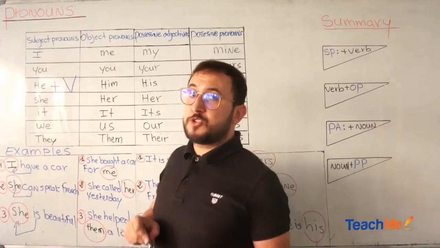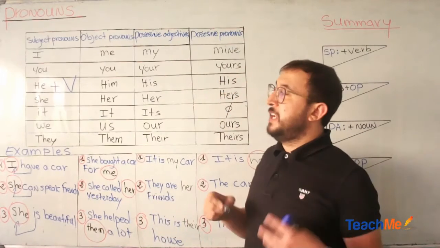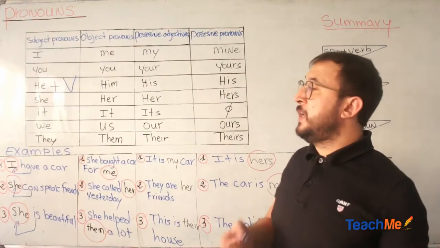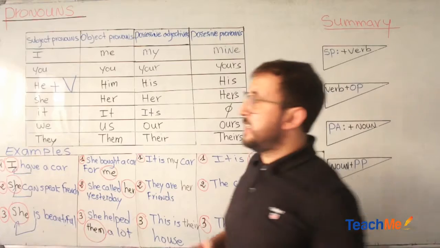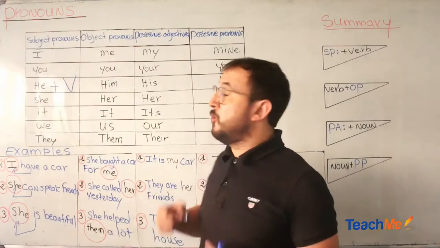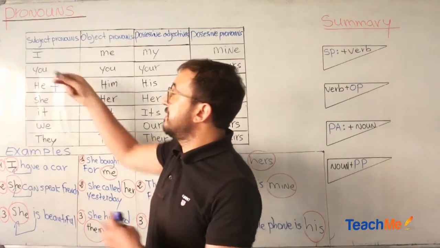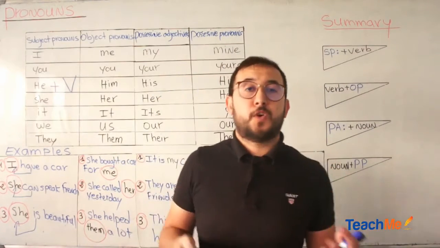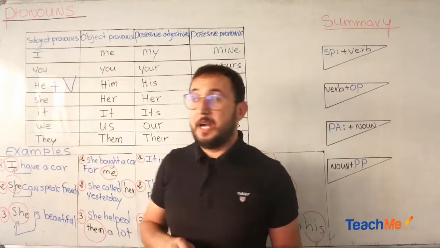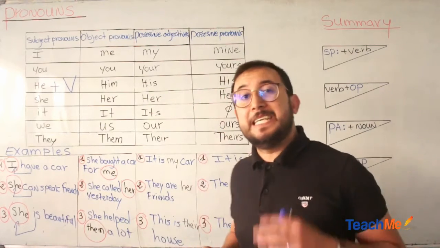So subject pronouns, we have I, you, he, she, it, we, and they. What is important in English? What is important for the English language is that all these pronouns are followed by a verb. It's a verb, right? So let's have a look at examples.